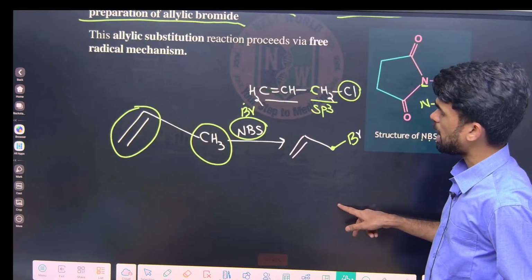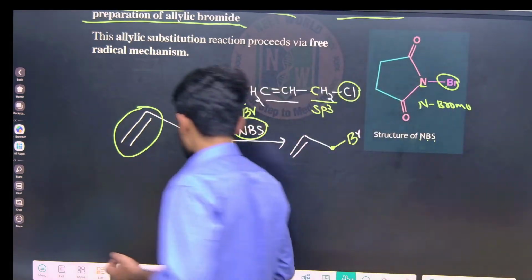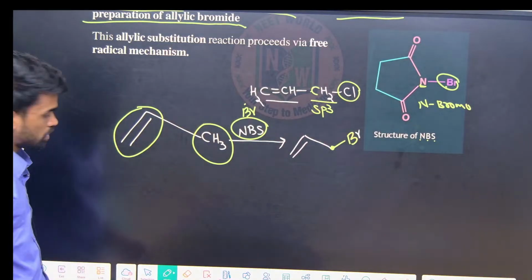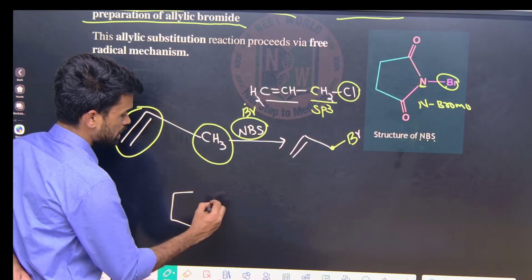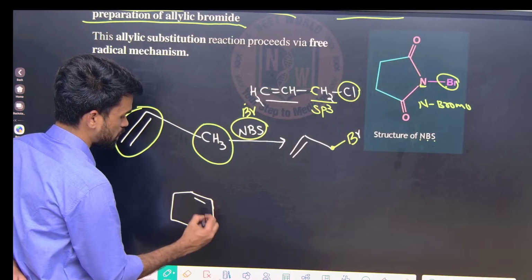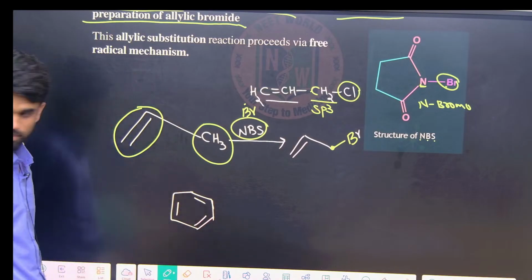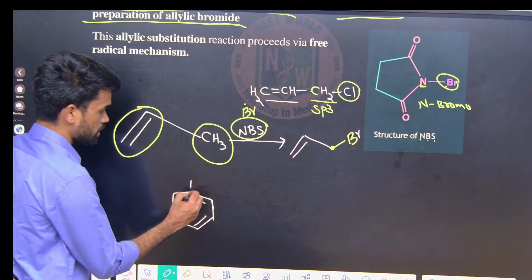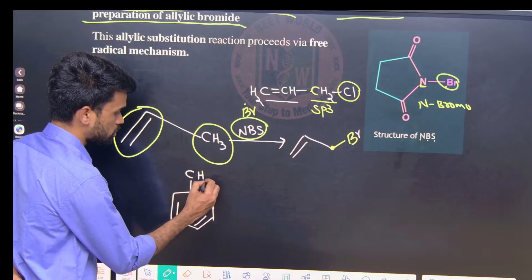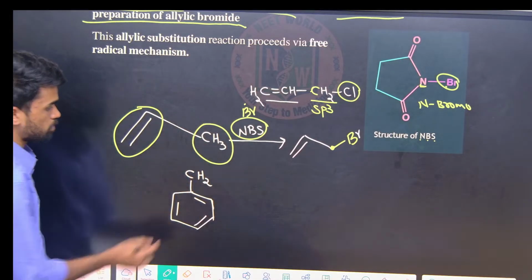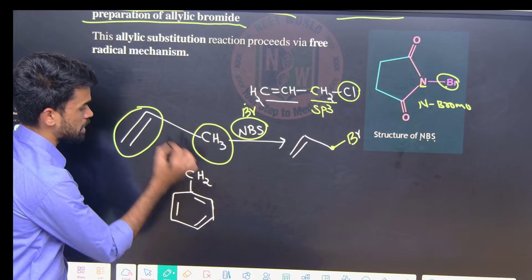Not only allylic, one more compound is there called benzylic. What I am saying? Benzylic means similar to this, a benzene ring will be there here. So this is a benzene ring. On this benzene ring the next carbon will be there. This carbon is called the benzylic carbon.